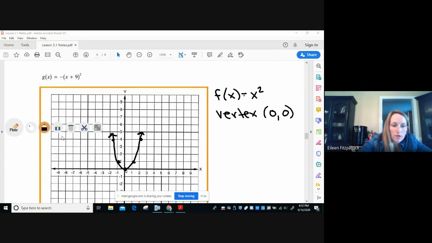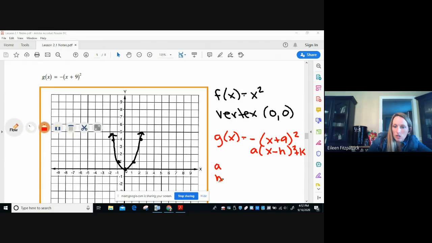Then we have our new function, which is g of x equals negative parentheses x plus 9 squared. So again, underneath of that, I'm going to write a times the quantity x minus h squared plus k. We're going to talk about the a, the h, and the k values.